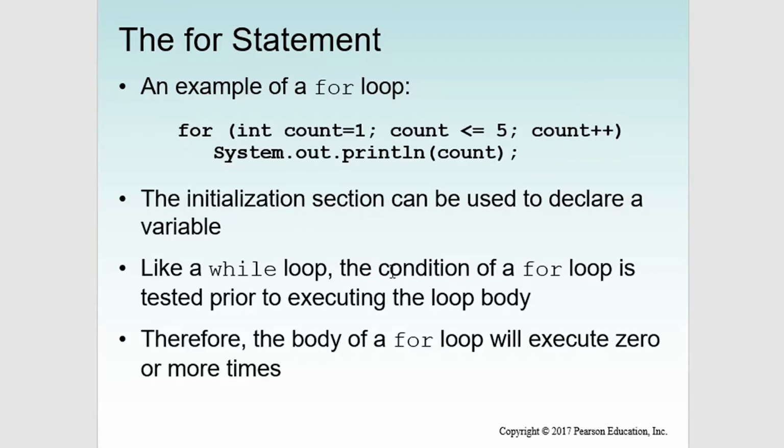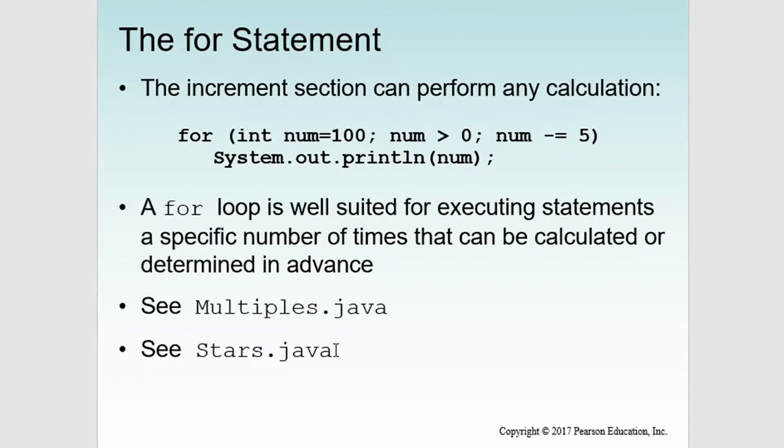Like the while loop, the condition of the for loop is tested prior to executing the body. Therefore, the body of the for loop will execute 0 or more times. The incrementation section can perform any calculation, so you don't have to do num plus plus or num minus minus. You can do num is equal to itself minus 5. The for loop is well suited for executing statements a specific number of times that can be calculated or determined in advance. See multiples.java and stars.java.